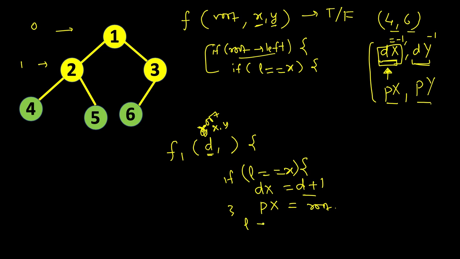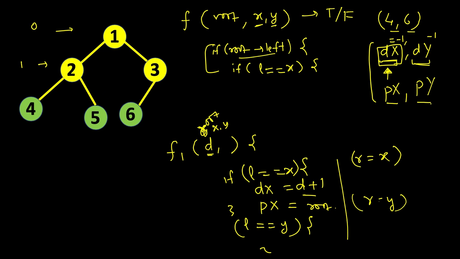Similarly, we can compare if L is equal to y. And two more things: right is equal to x and right is equal to y. These are the 4 cases. So whenever we reach any node, we see if its left is equal to x, or left is equal to y, or right is equal to x, or right is equal to y. In all the four cases, the parent will be this node, the current node that we are visiting at the moment. And their levels dx or dy will be one more than d.